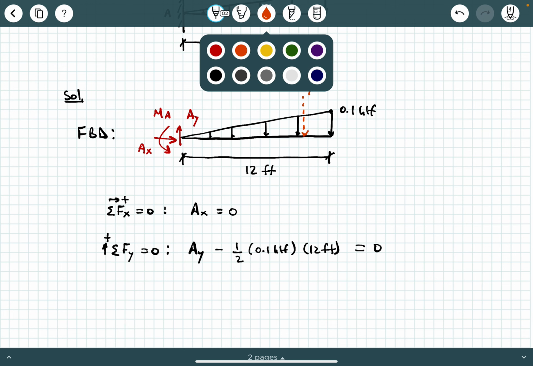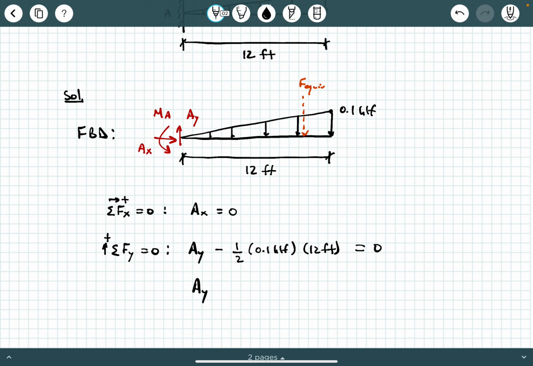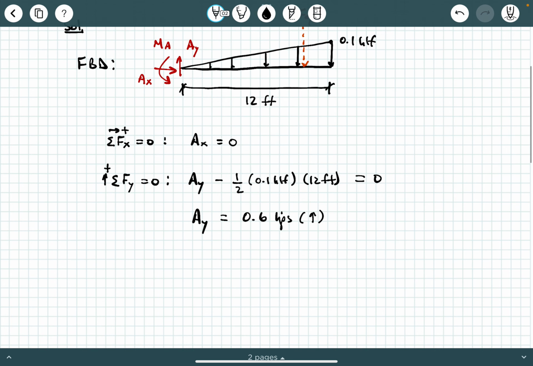Now I'm going to do some rearranging, and I'm going to solve for AY. And so move this to the other side of the equation, say 0.5 times 0.1 times 12, and I get positive 0.6 kips, positive indicating pointing upwards. Am I done? No, but almost.